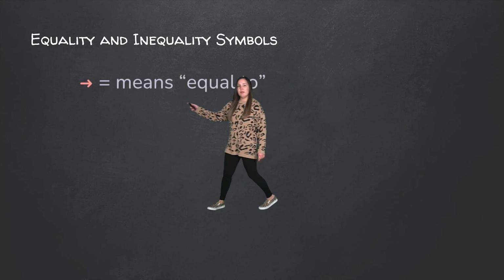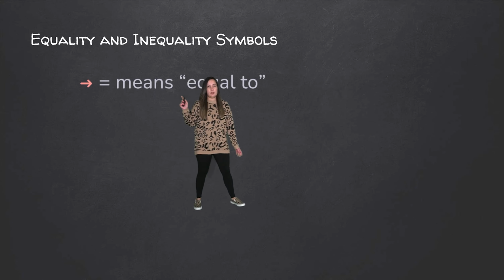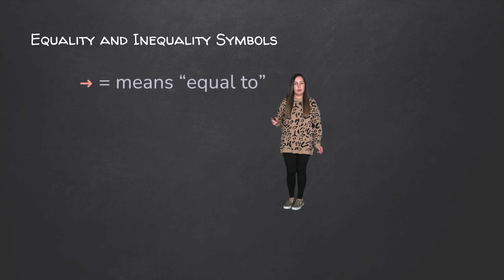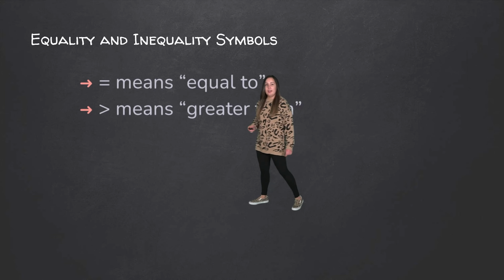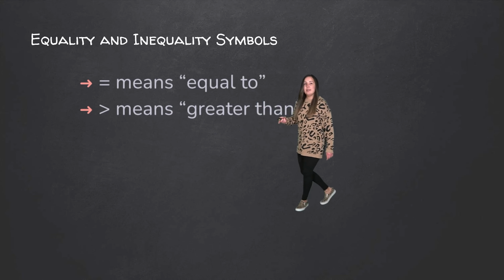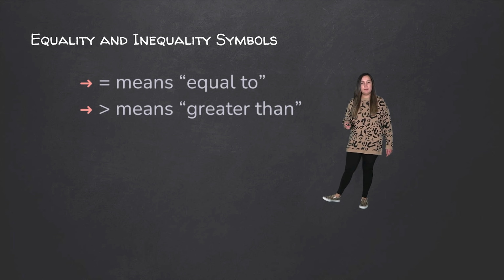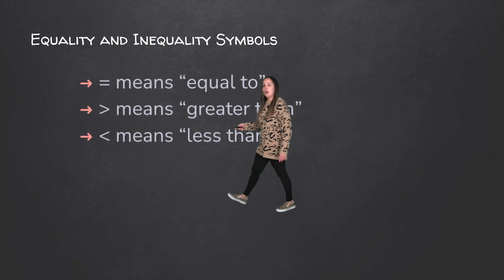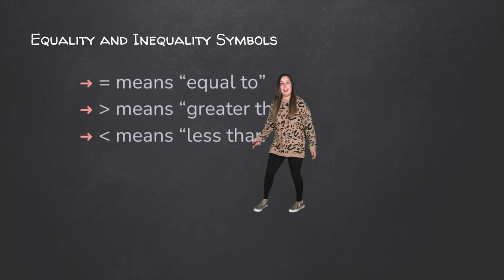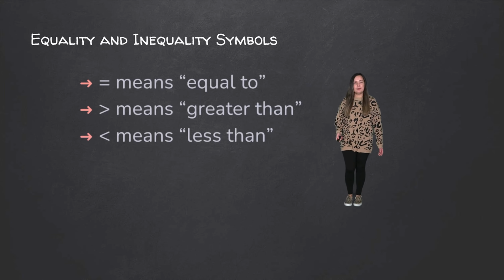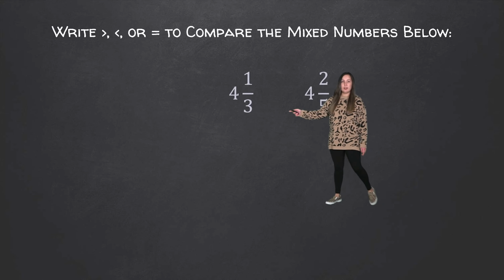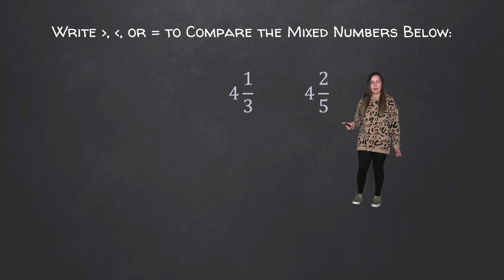So here we have an equal to sign, which means that both numbers at both ends of this symbol are equivalent to each other. Then we have the greater than symbol, which means that the first value we're given is greater than the second value. And then we have our less than symbol, which means that the first value we're given is less than the second value, right? So here we have our first example, which is 4 1/3 and 4 2/5.